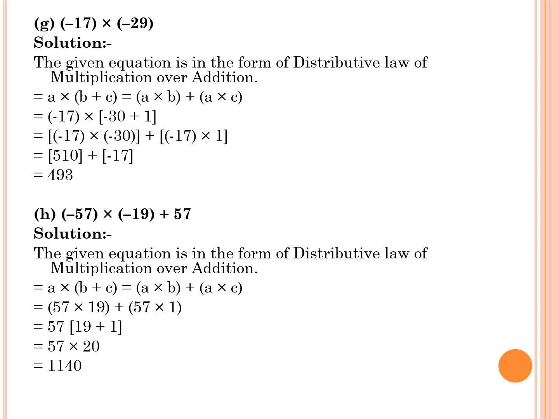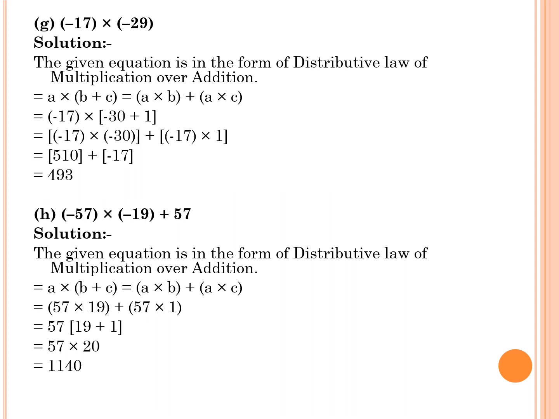Let us move on to the G problem. Minus 17 into minus 29. Solution for this problem is this. The given expression is in the form of the distributive law over addition. A into (B plus C) is equal to A into B plus A into C. Minus 17 into (minus 30 plus 1) gives minus 17 into minus 30 plus of minus 17 into 1.